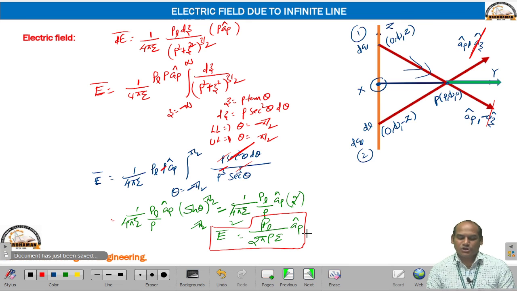This is the electric field due to an infinite line charge at some observation point. E bar is equal to rho L by 2 pi rho epsilon A rho cap. So it has only the radial direction, that is only the A rho component, and it is proportional to the line charge density rho L, and inversely proportional to the distance rho, that is the perpendicular distance between the infinite line charge and the observation point. These are the conclusions we have to remember.